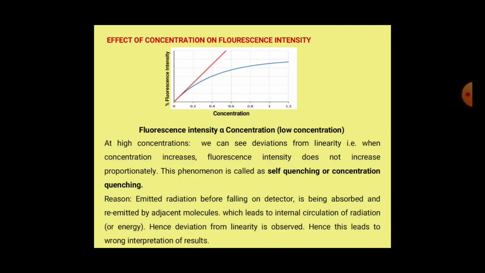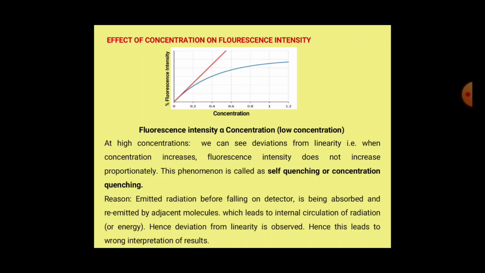Next, coming to the effect of concentration on fluorescence intensity. Here, the fluorescence intensity is directly proportional to the concentration of the substance. So, when we draw a standard graph between concentration versus percentage of fluorescence intensity, we will obtain a straight line passing through the origin. That is at low concentrations. But at higher concentration, it doesn't happen. At higher concentration, we will see deviations from linearity.